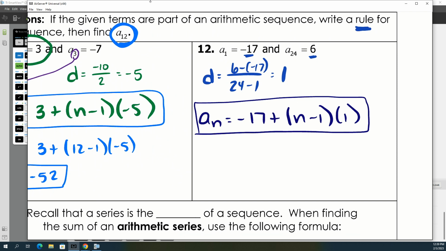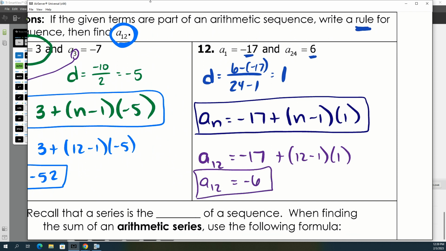So you didn't subtract negative 17. It has to be 6 minus negative 17. All right, so then this one, we're still finding the 12th term. Now multiplying by 1 doesn't really do anything, so if you don't type that in the calculator, it's fine. Either way, our 12th term is going to be negative 6.